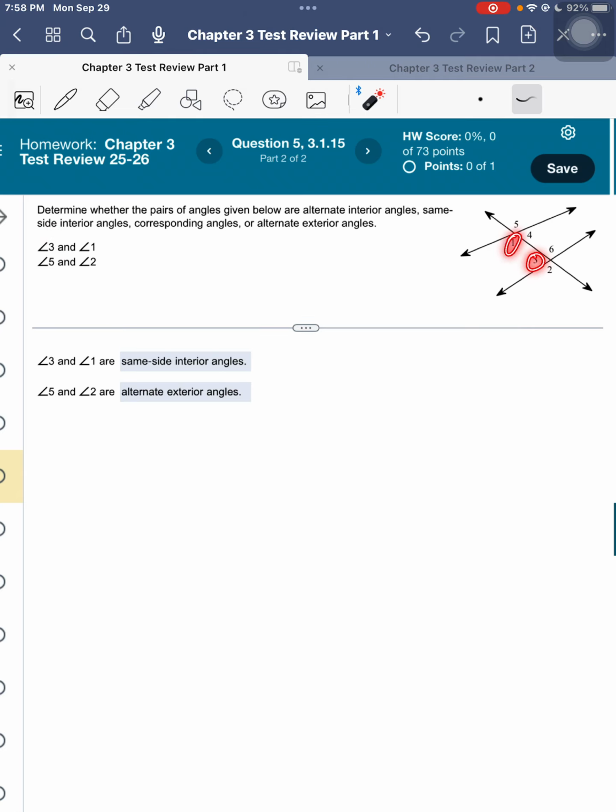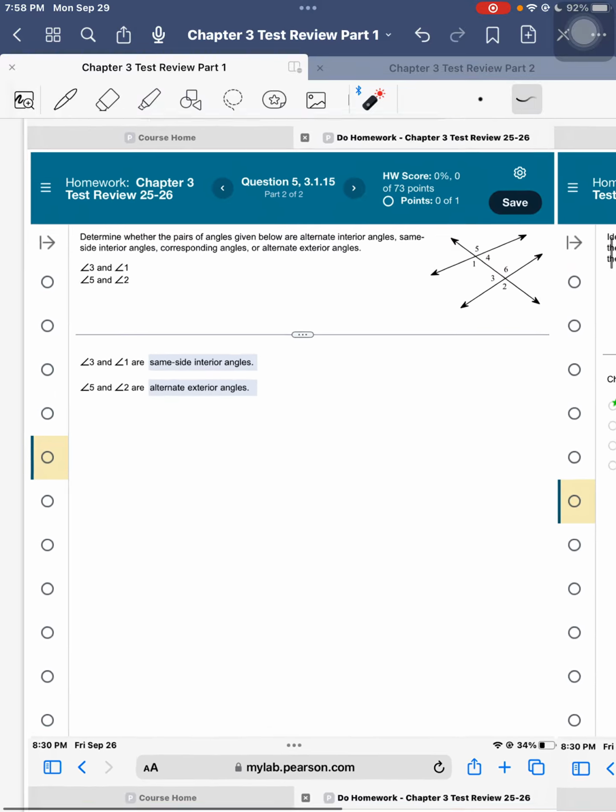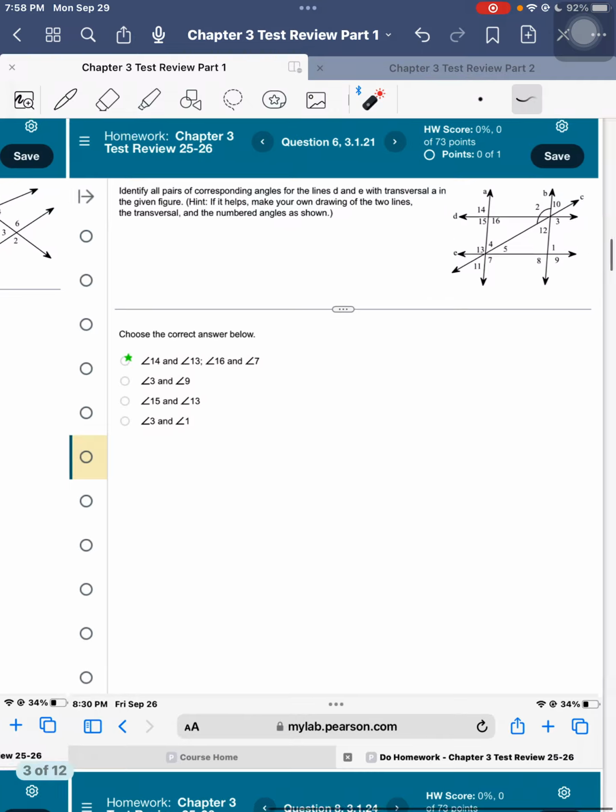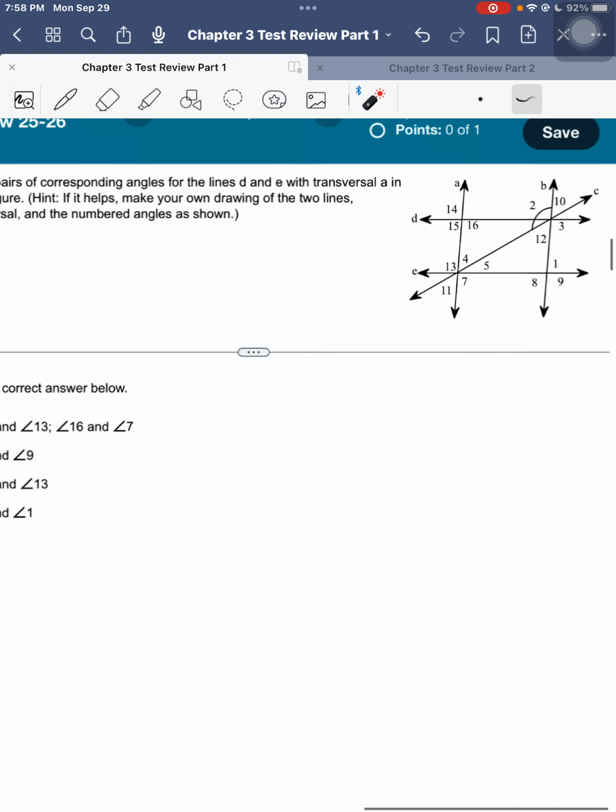Now let's look at these angles. Angle 3 and 1, what's the relationship between 3 and 1? These are same side interior, right there. 5 and 2, 5 and 2, these would be alternate because they're on different sides of the transversal, and exterior because they're outside of the transverse lines.